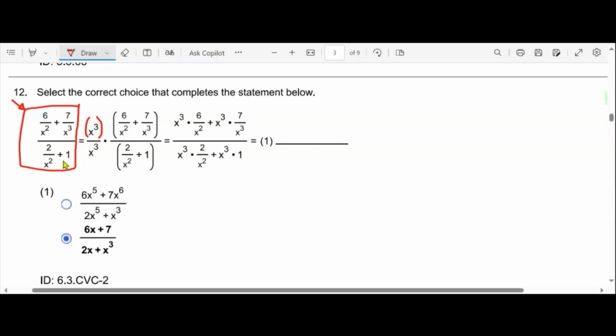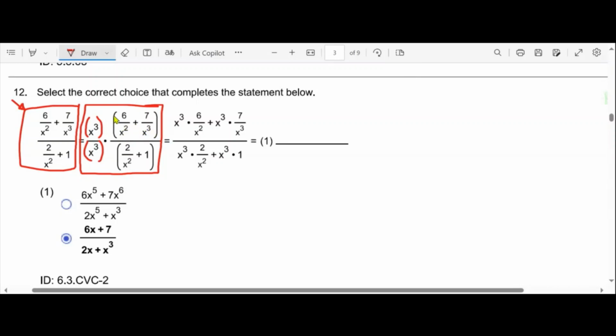Multiply the top by what? We need to multiply both sides, for example by x to the power of 3, to get rid of it. Exactly. So if you multiply by x cube, then you get rid of what? X cube. The x squared.